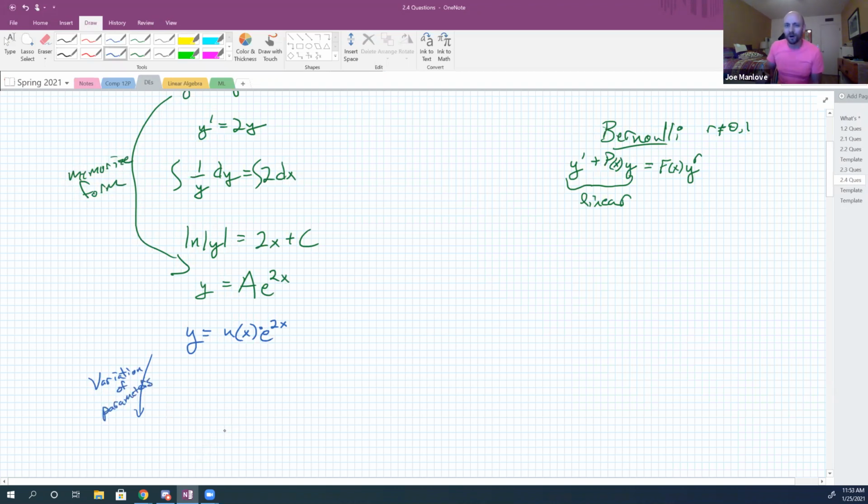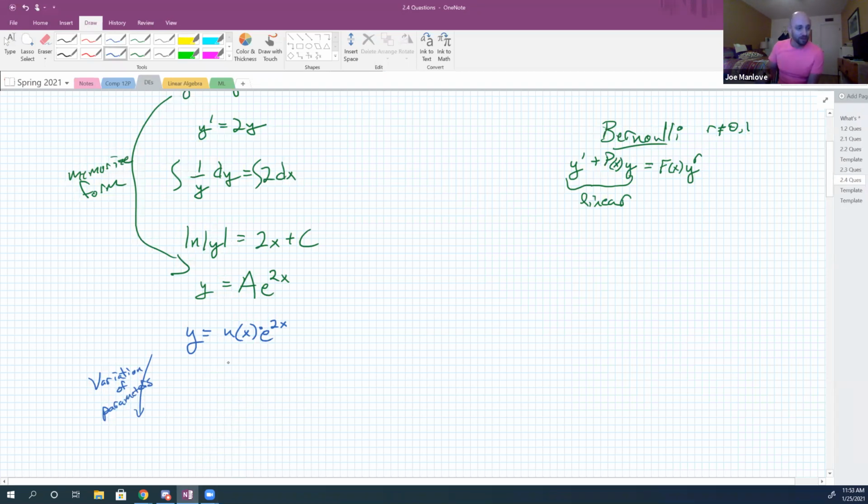Why is it called variation of parameters? Because you're varying your parameters. Yeah, you're letting the parameter vary. It's not a creative name. It's also a technique we're going to come across a million times, so it's also one worth memorizing how to do.